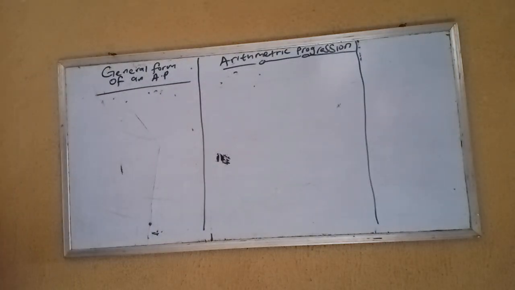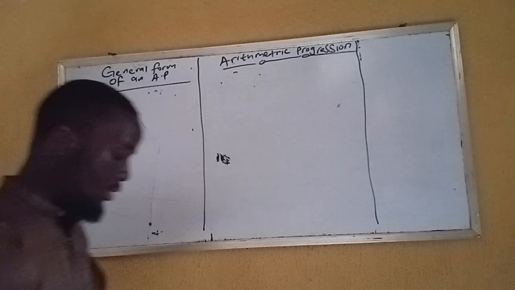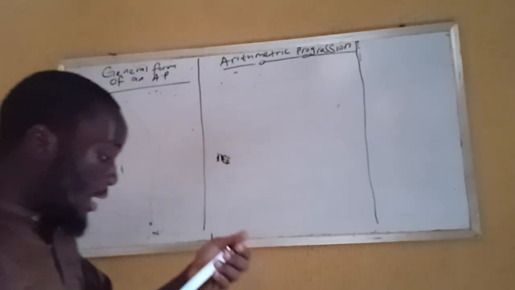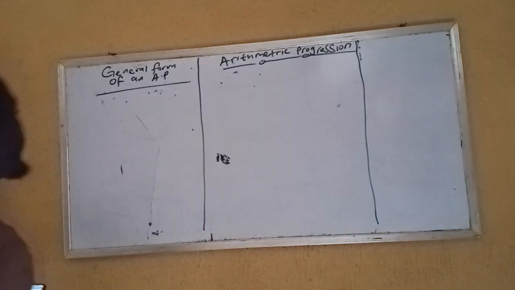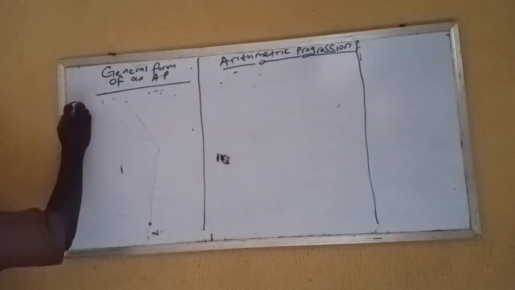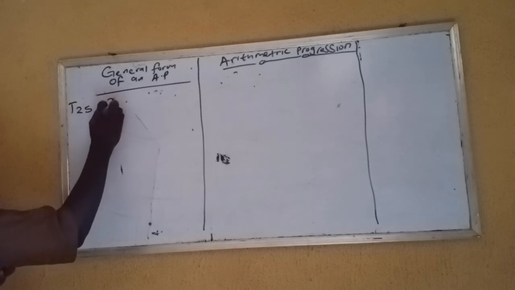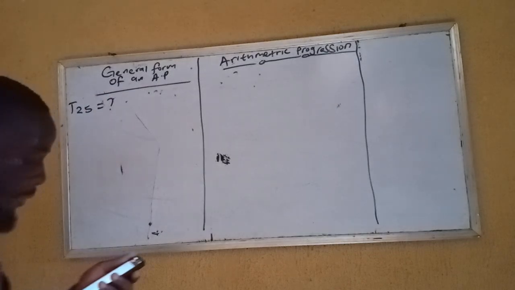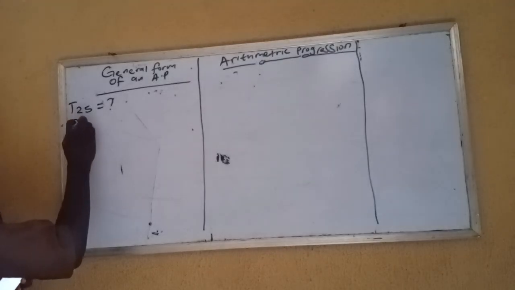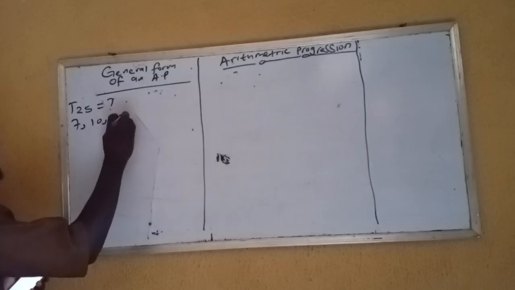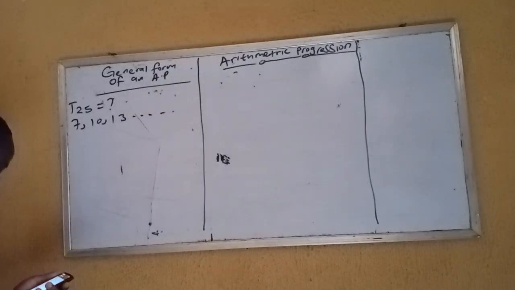Now, take down this question again. Find the 25th term of an AP. We have to find the 25th term, given the sequence 7, 10, 13 and the likes. So we have to find the 25th term. Okay, same method.